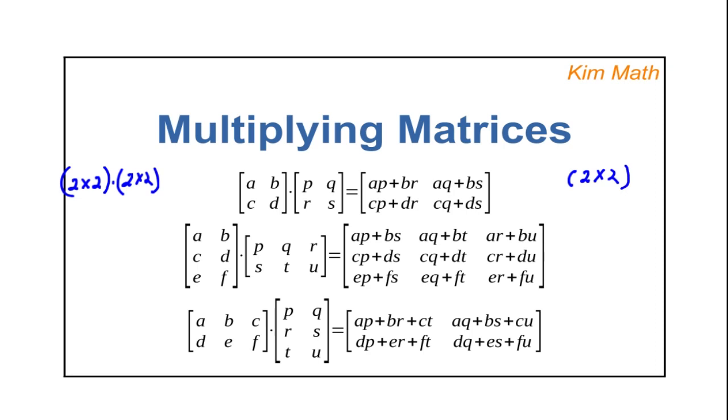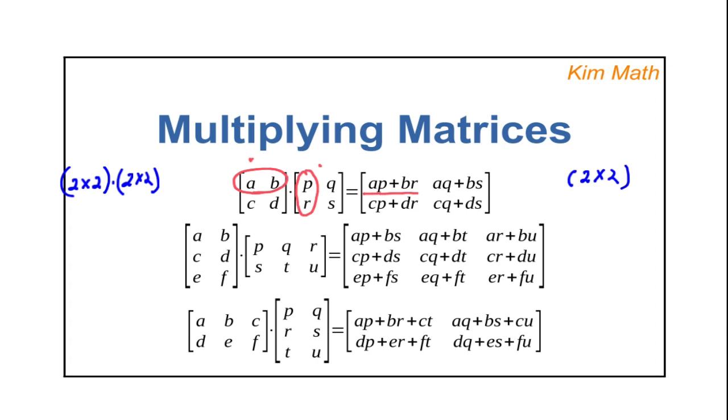Okay, how can you define the multiplication of two matrices? From the first matrix, choose the first row. From the second matrix, choose the first column and multiply each element in these two groups. In this case, A times P here, then B times R, and add them. Okay, so AP plus BR.